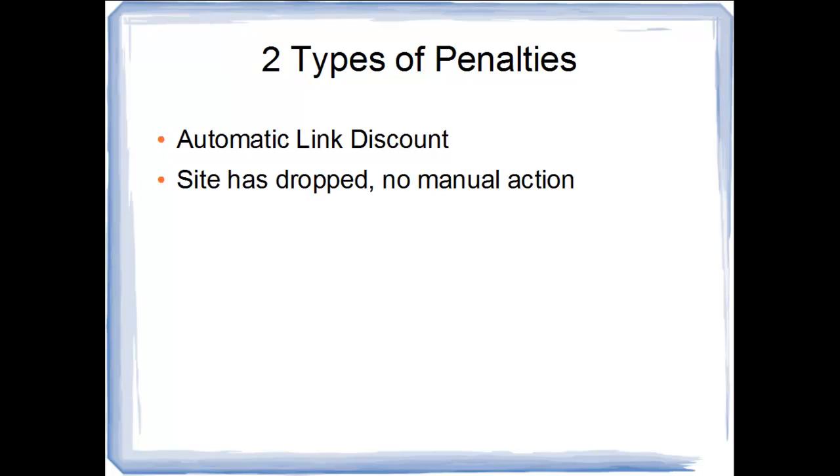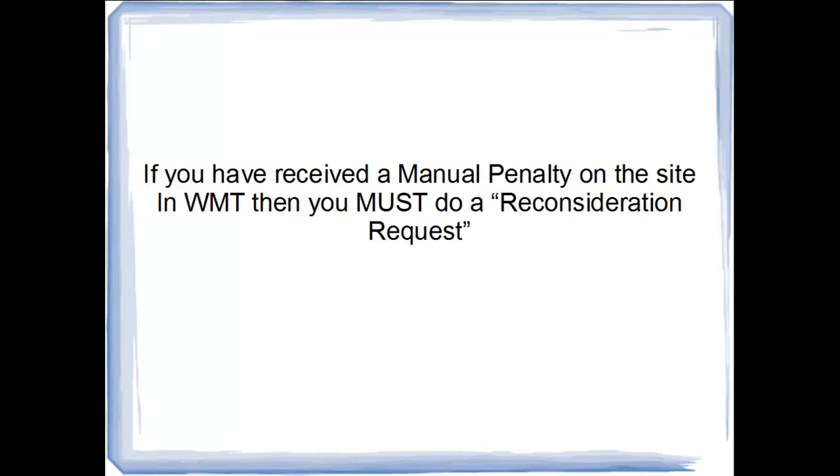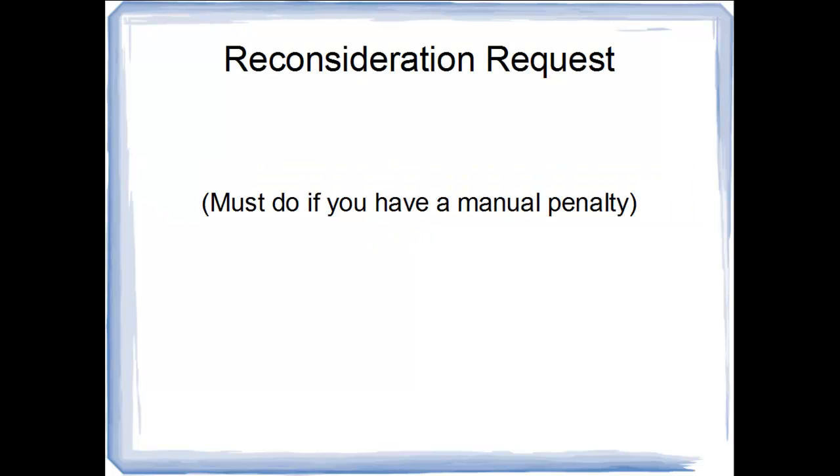This is where a site has dropped, but no manual action has been taken against the site, so there's no notification in Webmaster Tools. And actually, this is really pretty easy to fix. So let's first look at the manual penalties. This is where you get a message in Webmaster Tools. If you've received a manual penalty on the site in Webmaster Tools, you must do a reconsideration request. There's no other way to do it.